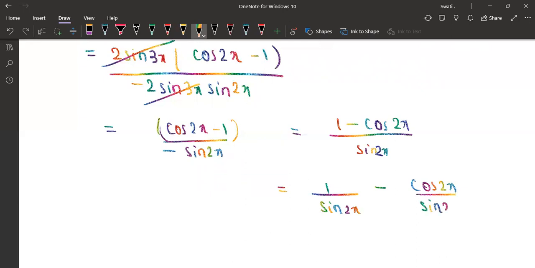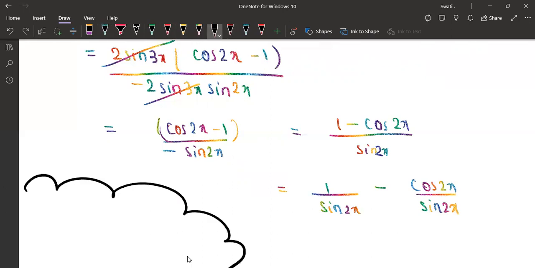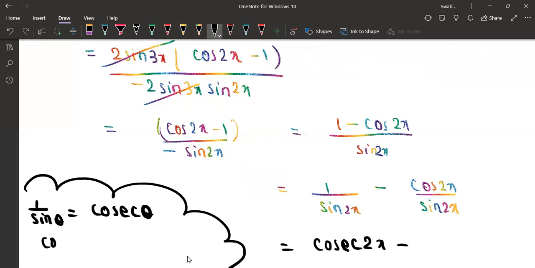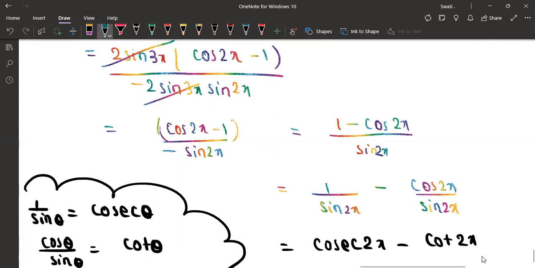Now here we have two formulas that we are going to use. The first formula is, we know that 1 upon sin theta is cosec theta. So this 1 upon sin 2x will become cosec 2x, at the place of theta we have 2x, minus cos theta upon sin theta. So what is cos theta upon sin theta? It is cot theta by formula. So this will become cot 2x. All right. So you can see that this is nothing but our RHS. This is what we wanted to prove. So LHS is equal to RHS, hence true.